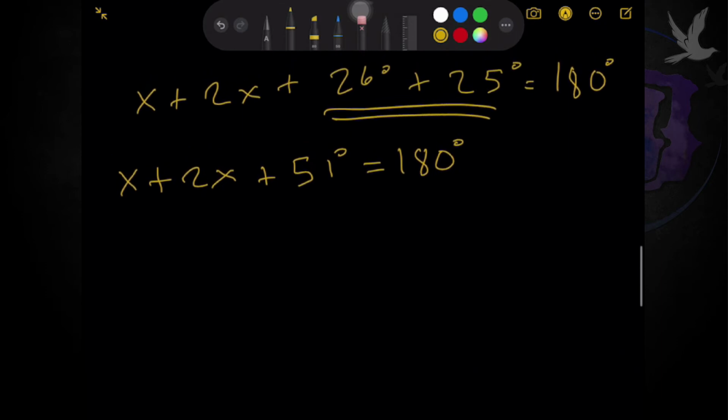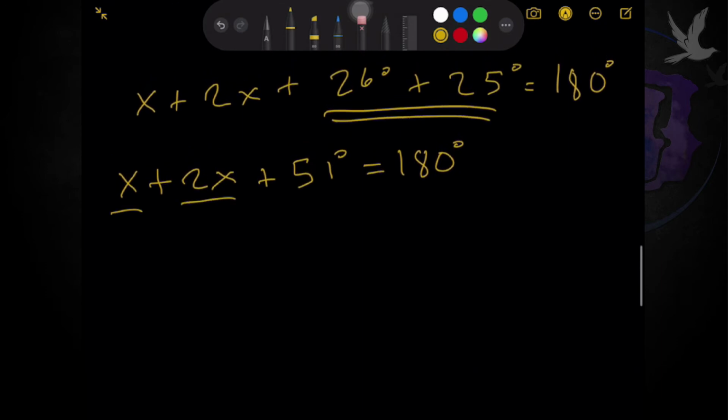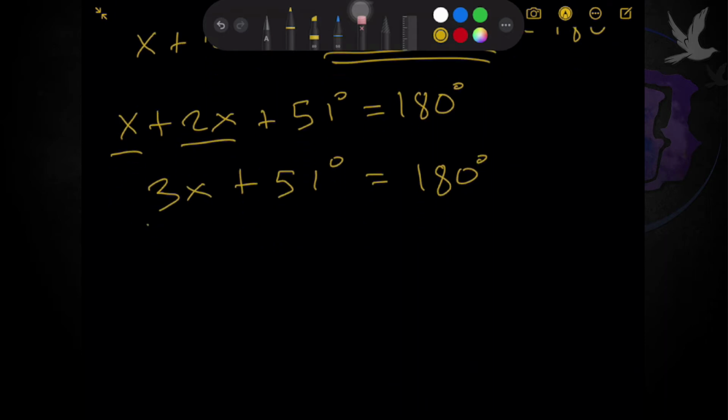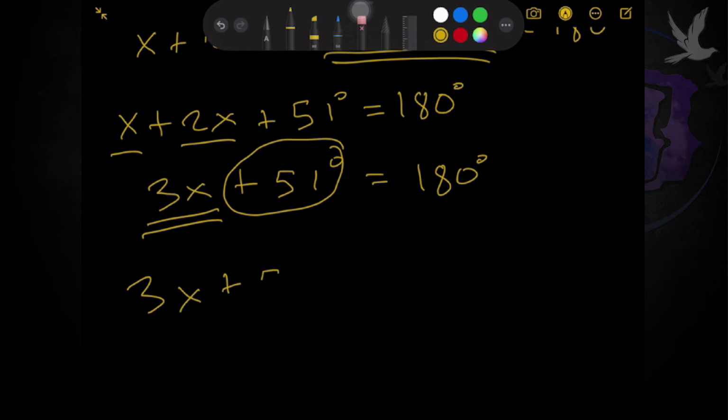Okay. So x plus 2x will give you 3x altogether. And rewriting the equation, that's 3x plus 51 degrees equivalent to 180 degrees. Okay? So, all you need to do now is to leave this 3x alone in one side of the equation. And by doing so, you need to remove this positive 51. So, rewriting it, 3x plus 51 degrees.